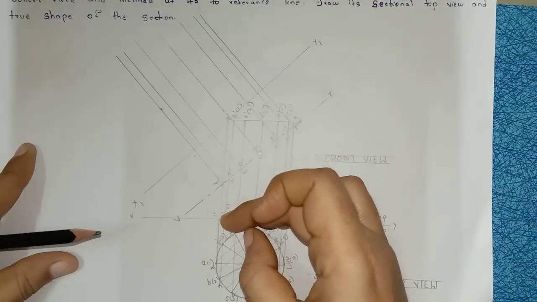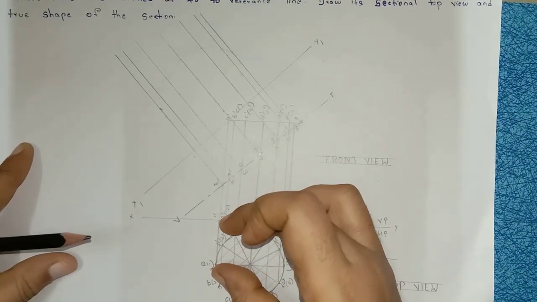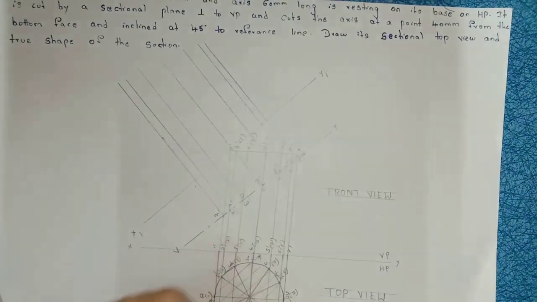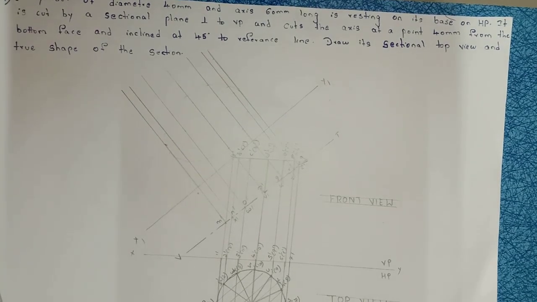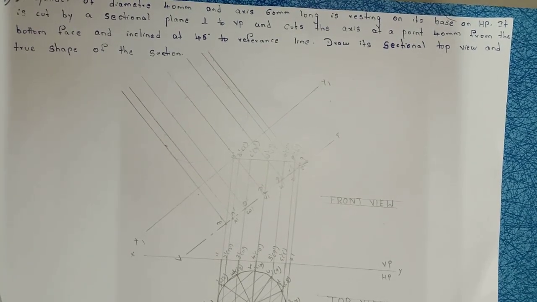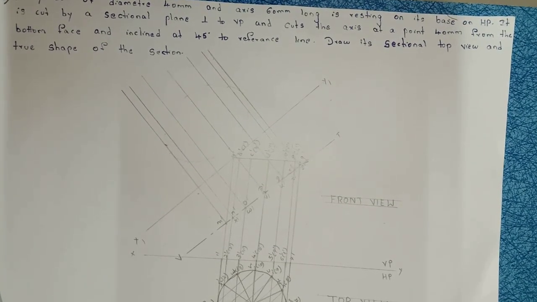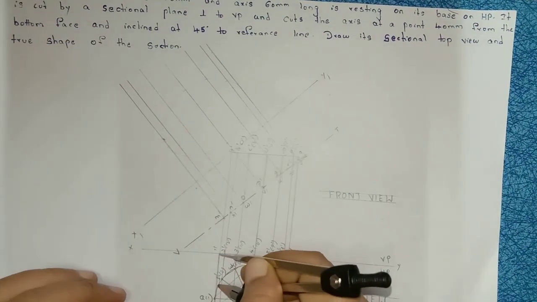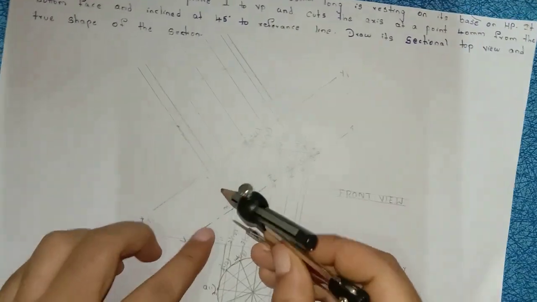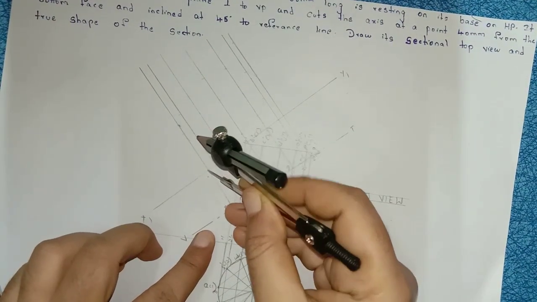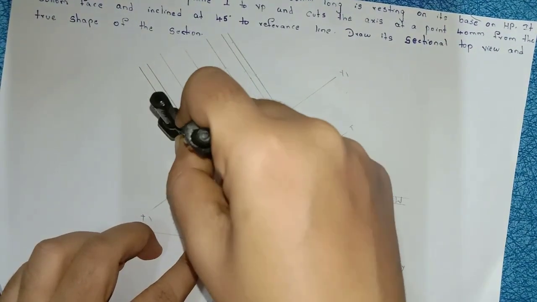Now, with the same process, we are taking the distances of P, Q, R, S and so on, and marking them here. From the reference line, the first point is M. From the reference line to the end point, take this distance. See, this is your reference line. So this is your M line. This is your new reference line. Mark the point M here.